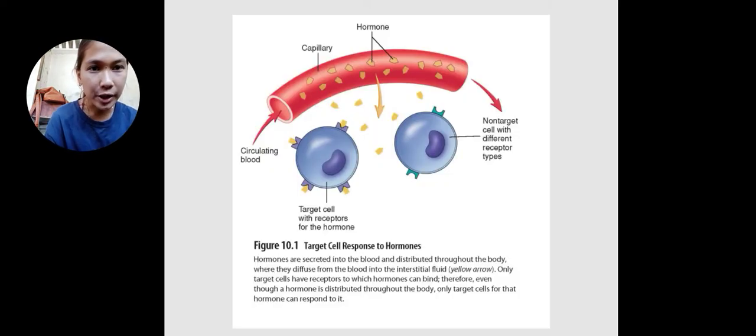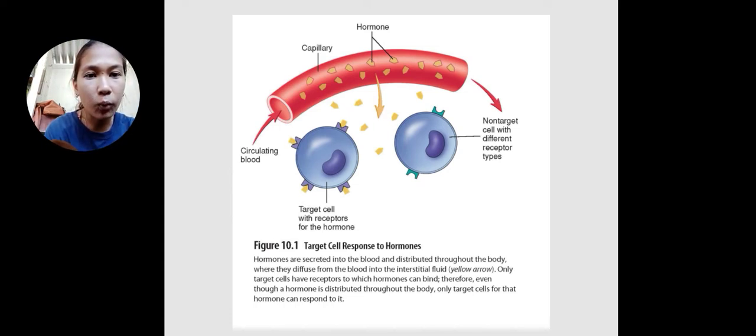So I have here an illustration. Figure 110.1, target cell response to hormones. Hormones are secreted into the blood and distributed throughout the body, where they diffuse from the blood into the interstitial fluid, the yellow arrow. Only target cells have receptors to which hormones can bind. Each hormone has its own focus on which cells it can be used. Therefore, even though a hormone is distributed throughout the body, only target cells for that hormone can respond to it.